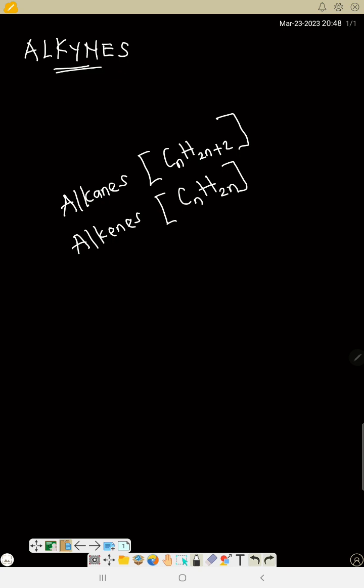So the suffix for alkynes is YNE, just like the suffix for alkanes is ANE. Those are the only things you will be changing. Alkenes is ENE. So now alkynes is what? YNE. So take note. The general formula for alkynes is CnH2n-2.